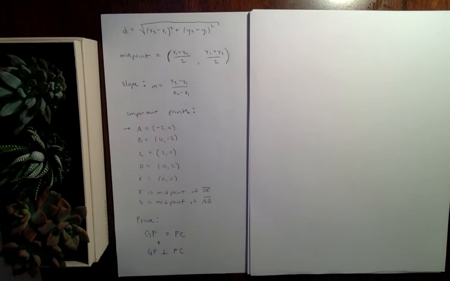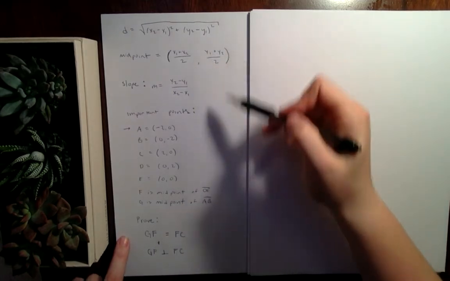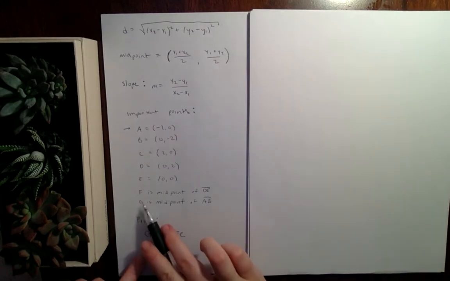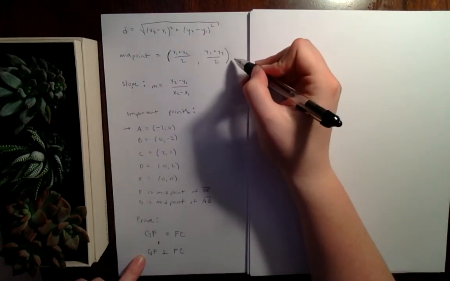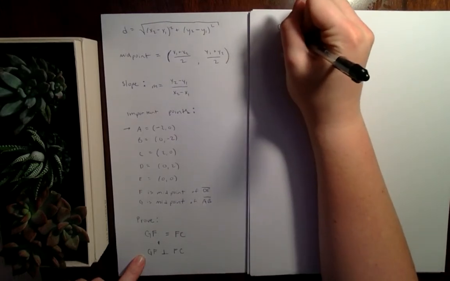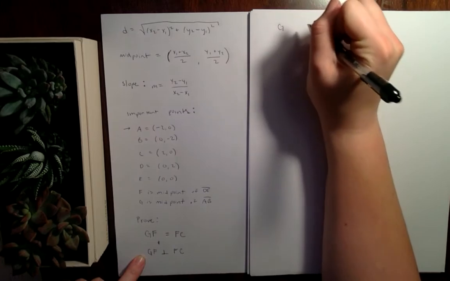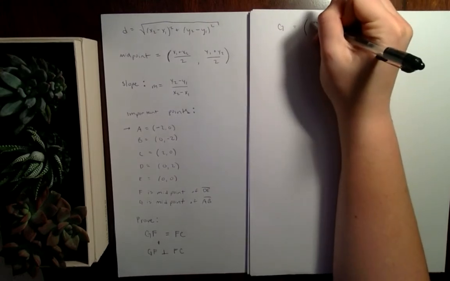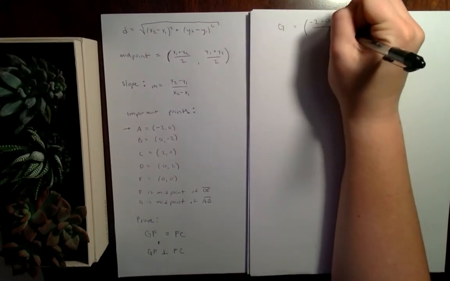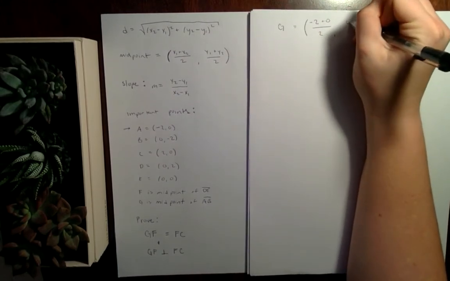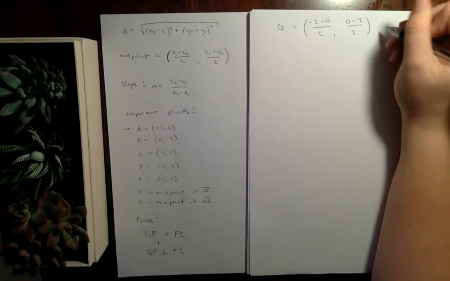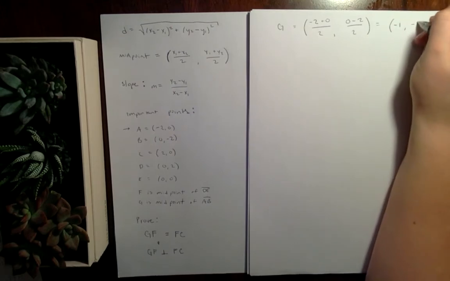Alright, so from our algebraic perspective, we have all these facts right here, and we are trying to prove these 2 claims. So the first thing we should do is actually find what F and G are. So we have our midpoint formula right here. So G is the midpoint between A and B. So G equals -2 plus 0 over 2, and then 0 minus 2 over 2, which is equal to -1, -1.